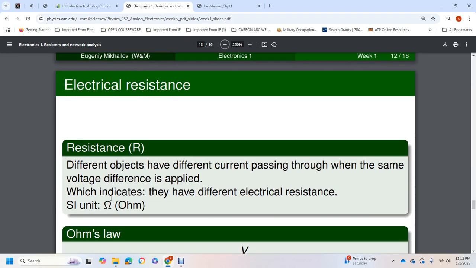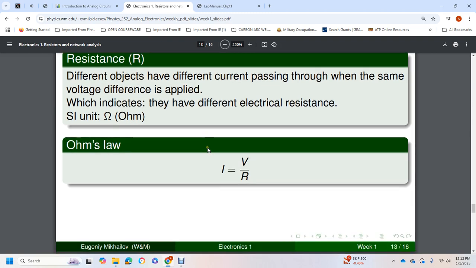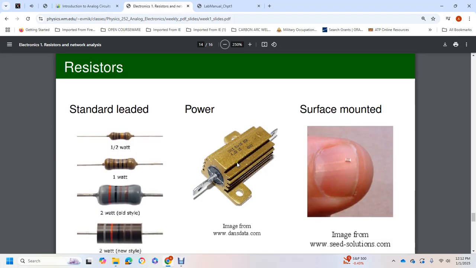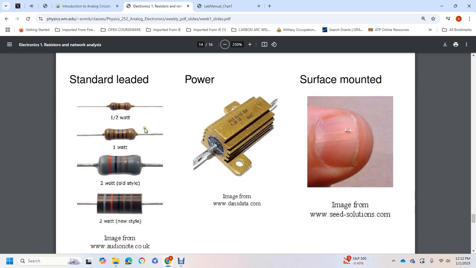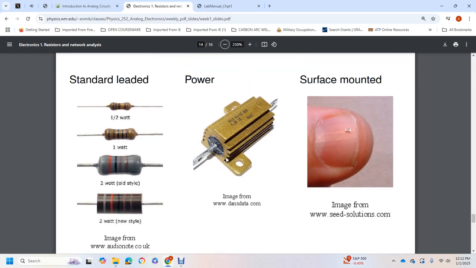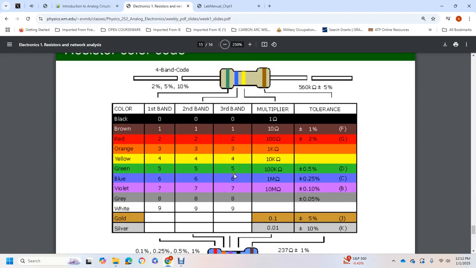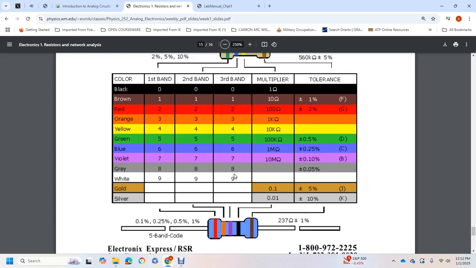Electrical resistance, R. Different objects have different currents passing through them with the same voltage difference applied, which indicates different resistance, measured in ohms. Amps equal volts over resistance. Standard power ratings are half watt, 1 watt, 2 watt. Power, surface mounted image. Here's a chart on resistors.